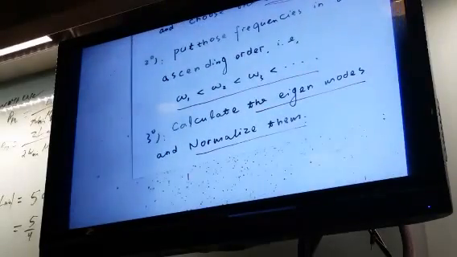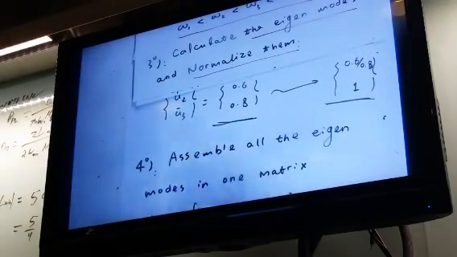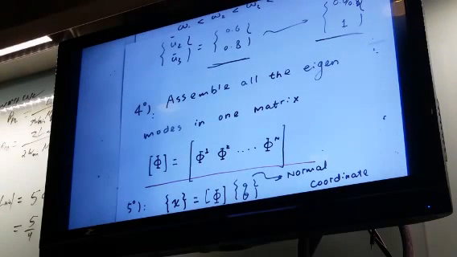And the most important step in modal analysis is to form this phi matrix. When you finish the calculation of the eigenmodes, you will have as many eigenfrequencies as degrees of freedom. Each column is one eigenmode or eigenvector. Okay, 1, 2, until n. So you have multiple eigenvectors. Put them together in a matrix.